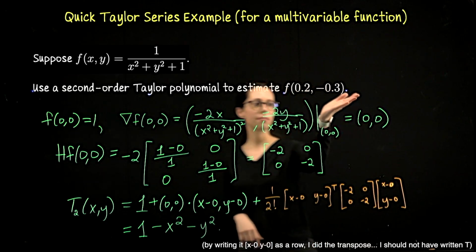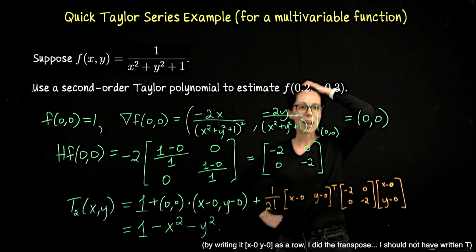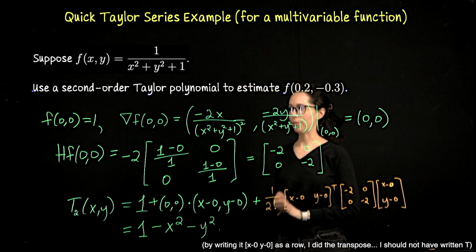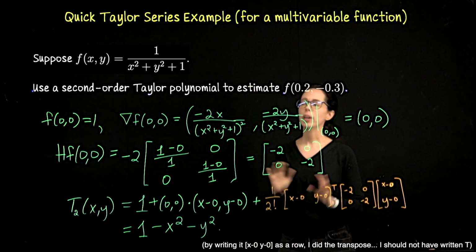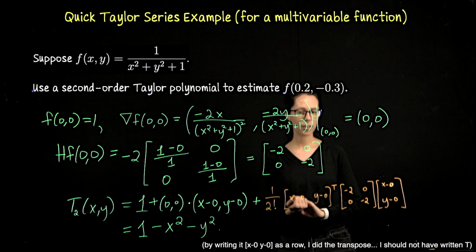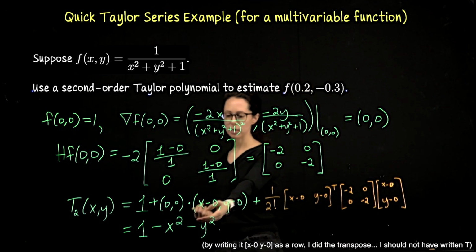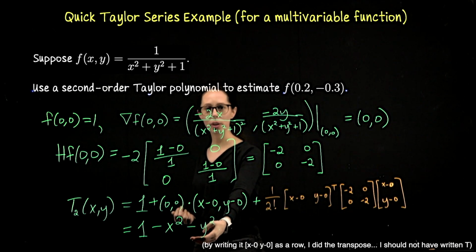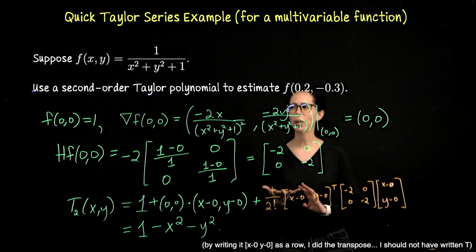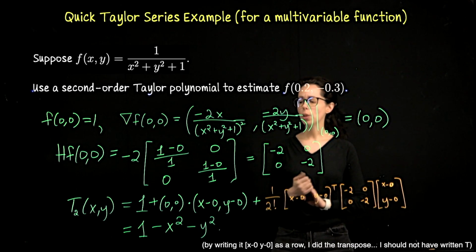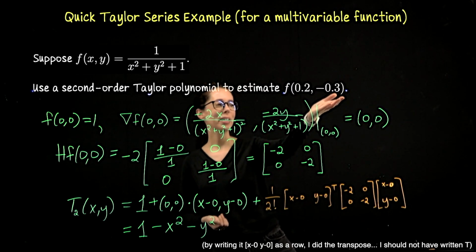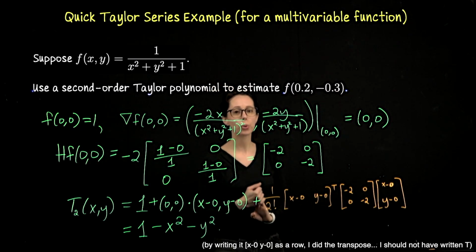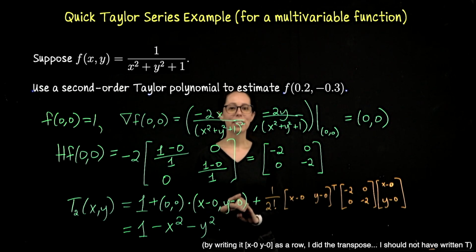If we wanted to estimate the value of this function at x equals 0.2, y equals negative 0.3, if you plug into f, which you're welcome to do because you probably have a calculator handy, you get approximately 0.885. If you plug x is 0.2, y is negative 0.3 into the second-order Taylor polynomial, you get 0.87. I think that's exact. So 0.87 versus 0.885, they're reasonably close together. If you took this input and moved it even closer to the origin, say x is 0.02, y is negative 0.03, they will probably agree more significantly.